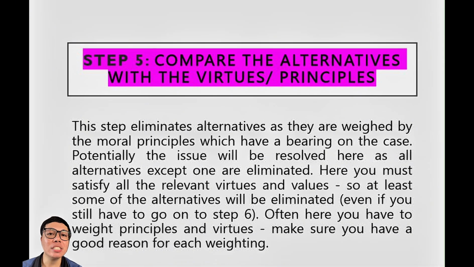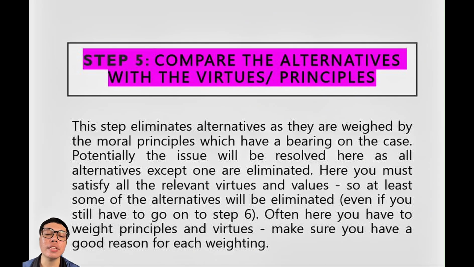Here you must satisfy all the relevant virtues and values. So at least some of the alternatives will be eliminated, even if you still have to go on to step 6. Often here you have to weigh principles and virtues. Make sure you have a good reason for each weighting.